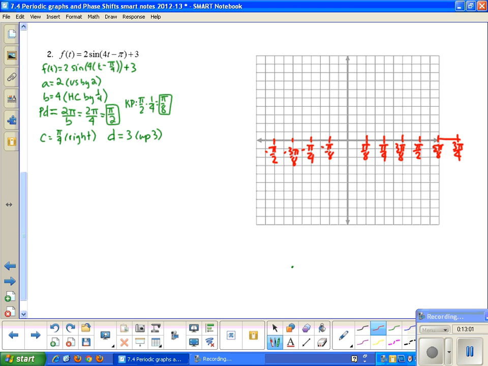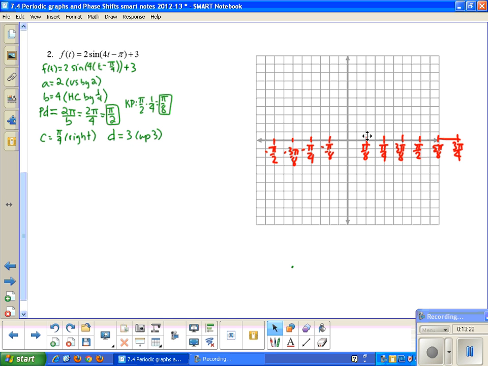And again, if I look at my key points and my phase shift, I usually use that to help me determine whether or not it's a good idea to put my key points on my graph from my period, or to look at my phase shift, because sometimes it might not be a nice phase shift if it doesn't go exactly by your key points. So sometimes you'll just have to estimate.